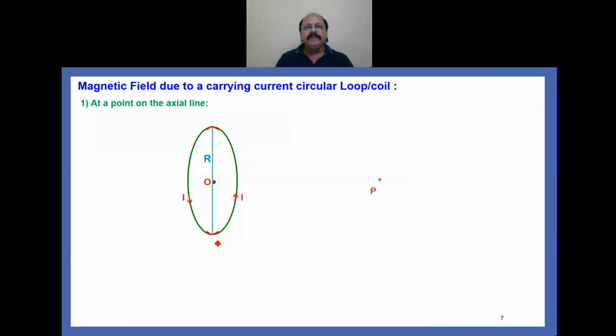Let P be a point at distance small x from the center of the current carrying loop at which the magnetic field is to be determined due to the small current elements which we take at point C and point D. Point D we take just opposite to point C, diametrically opposite. So at point P, we calculate the magnetic field due to the current elements at points D and C. So first, at point C.